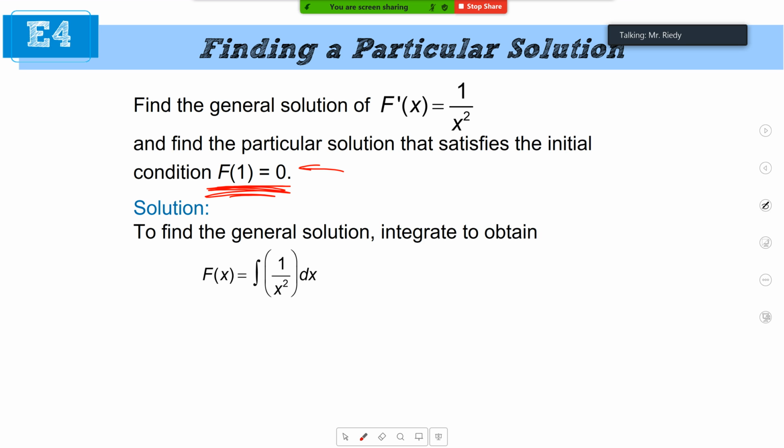Well, we get that set up. You take an antiderivative, which we talked about already. That's x to the negative 2, raise it by 1, multiplied by the reciprocal, and I get that. Okay, so this is a general solution of the equation, an infinite number of functions stacked up on top of each other. But now, I need to get this puppy involved.